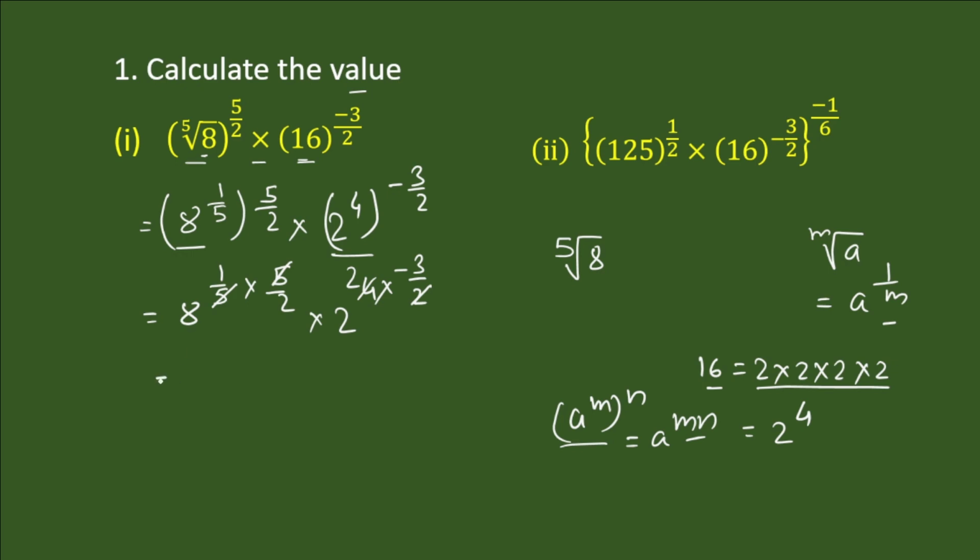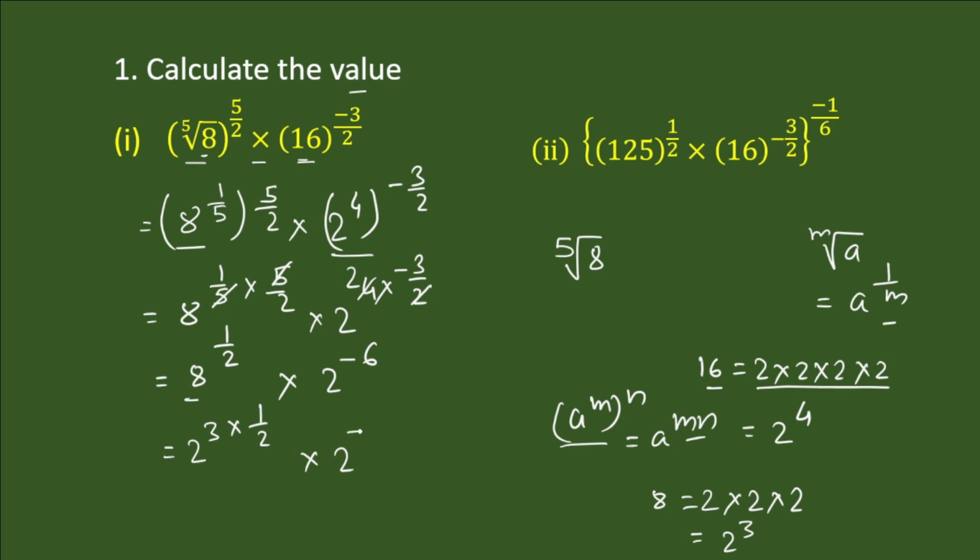So here we have base 8 and it is powered by 1 by 2 multiplied by, now this value, it is 2 powered by 2 multiplied by negative 3 is negative 6. Now here we have base 8. So 8 we can write 2 multiplied by 2 multiplied by 2. Now here we have three 2's. So we can write it as 2 powered by 3, right? So in place of 8 we'll write 2 powered by 3 and it is powered by 1 by 2, right? Now it is multiplied by 2 powered by negative 6.